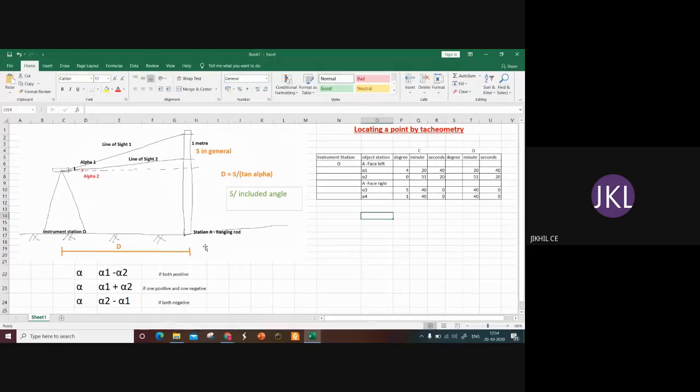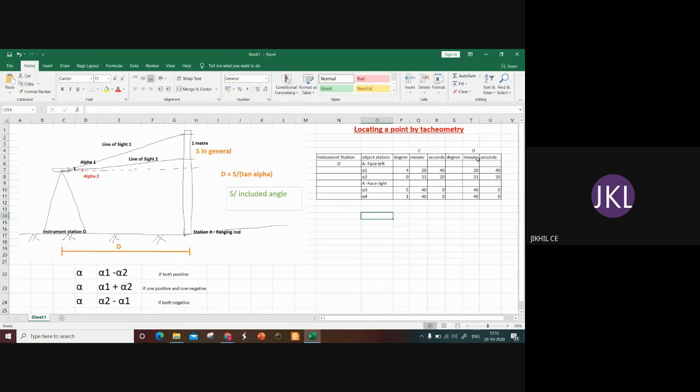Yes, sir. Any doubts? It's a simple problem. Once you know how to measure the vertical angle from the theodolite, it's just simple. Just do the procedure and apply the equation to get the distance between two points. Any doubts?